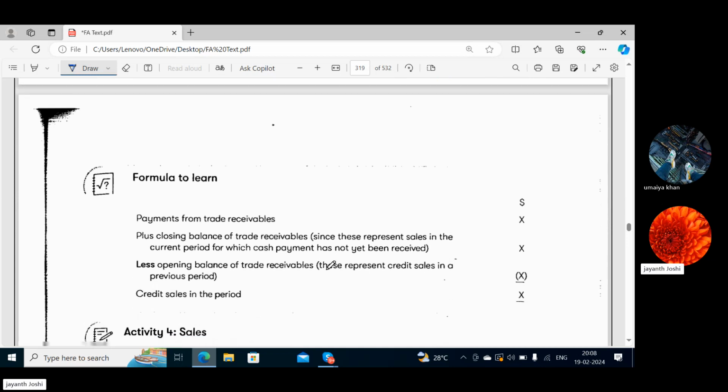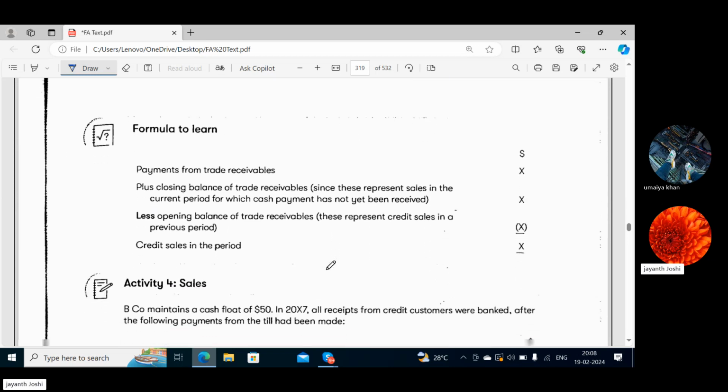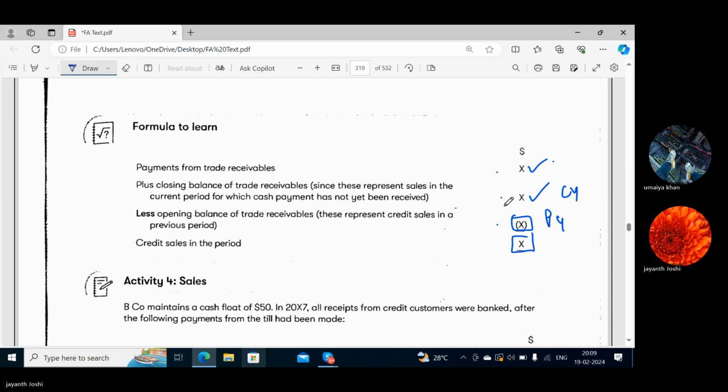The formula is also given. If you remember this formula, you can easily solve it. Payment from receivables, that is the amount of payment received, plus the closing balance of receivables because this belongs to this year, less the opening balance because it belongs to the previous year. So amount received plus closing balance minus opening balance is the amount of credit sales in the period. Now use this formula in the next activity.